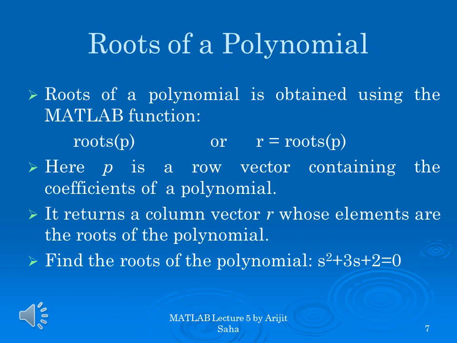How to evaluate the roots of the polynomial in MATLAB? It is obtained by the function roots(p) or r equal to roots(p). Here p is a row vector containing the coefficients of the polynomial. So the coefficients have to be written out in a row vector, and that has to be passed as the argument of the command roots. It returns a column vector r whose elements are the roots of the polynomial. So we can find the roots of the polynomial s square plus 3s plus 2 equal to 0 simply by writing p equal to [1 3 2] and then getting roots(p).